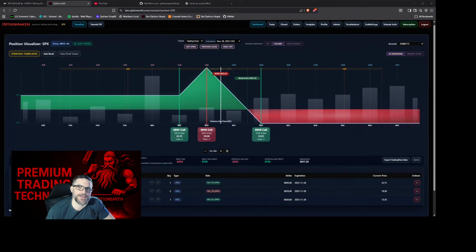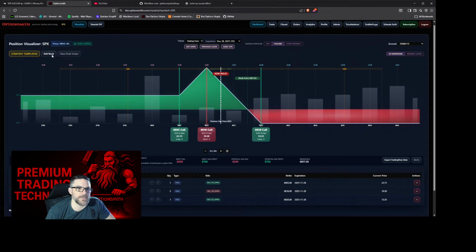Hello everyone. I get a lot of questions about using credit spreads versus the broken wing butterfly and what the difference is in the setup and why I choose one over the other. So I'm just going to talk about both of them briefly and do a little comparison.